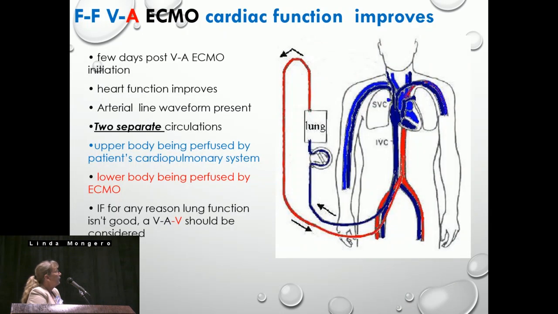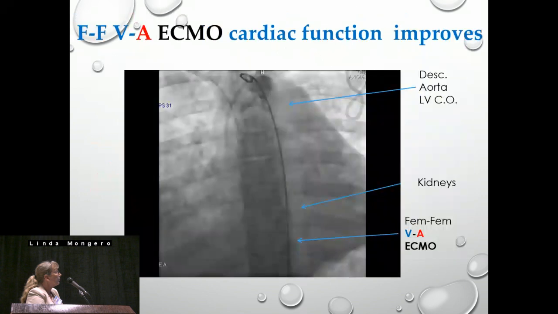Now, a few days after VA ECMO support, what we hope is supposed to happen is the heart starts to come back. And as the heart function improves, you have now an arterial line waveform present, but what you end up with is two completely separate circulations. So the heart is pumping deoxygenated blood to the head, and the lower body is getting oxygenated. If for any good reason lung function isn't good, you should add another cannula, so VAV should be considered.